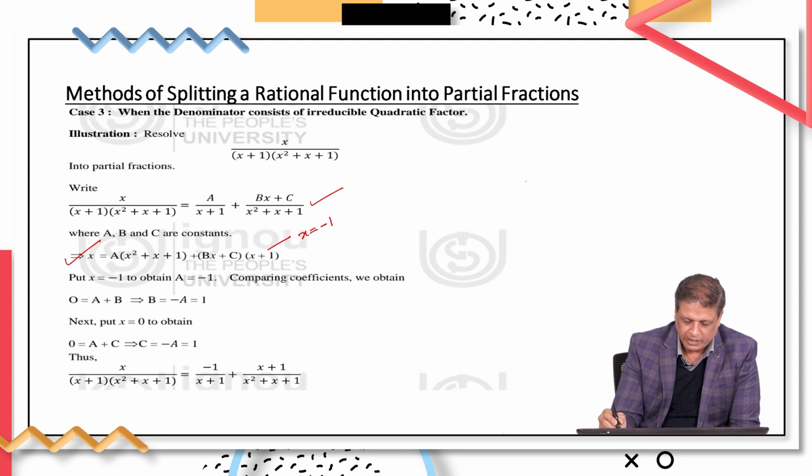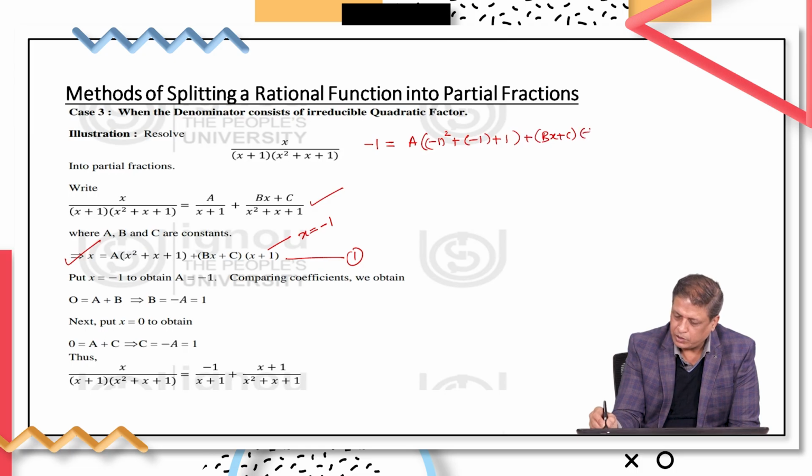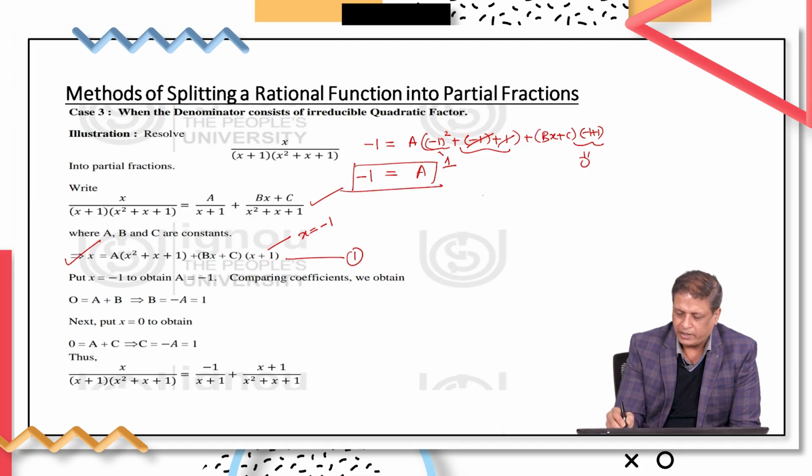Then for x is equal to minus 1, say this is equation number 1, substituting x equal to minus 1, you will get minus 1 is equal to a into (minus 1 square plus minus 1 plus 1) plus (bx plus c) into (minus 1 plus 1). So, this will turn out to be 0, and this will also be cancelled out. So, that means a is equal to minus 1, because minus 1 square is nothing but 1. So, first value we get a is equal to minus 1.